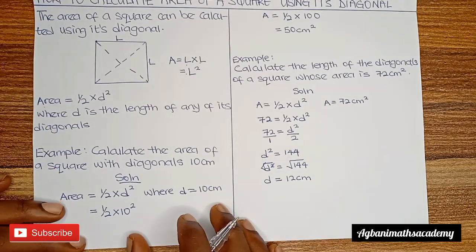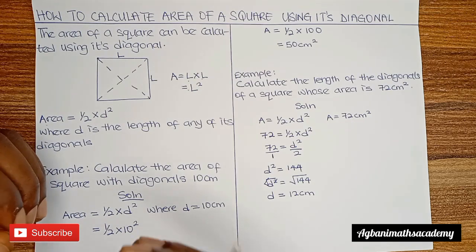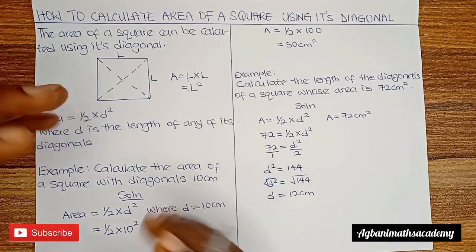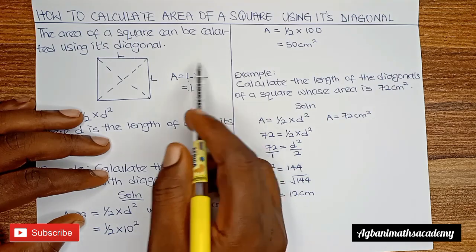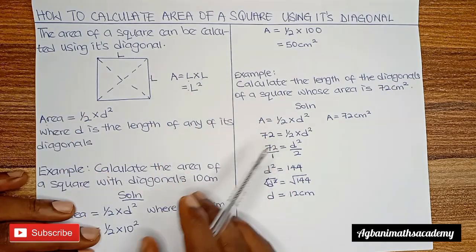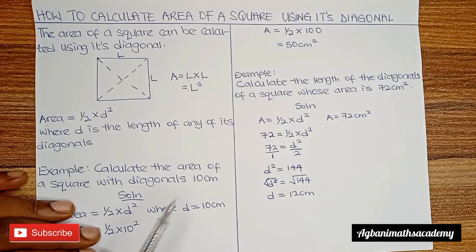Very simple. So if you have any question where you're expected to calculate the area, but instead of having the length, you are given the diagonal, you are not expected to use area is equal to length multiplied by length. If you try that, you're going to get a wrong answer. You're expected to use area is equal to half multiplied by d squared.